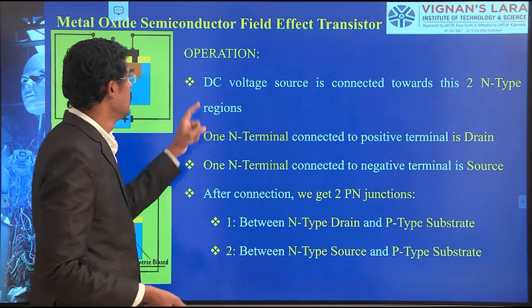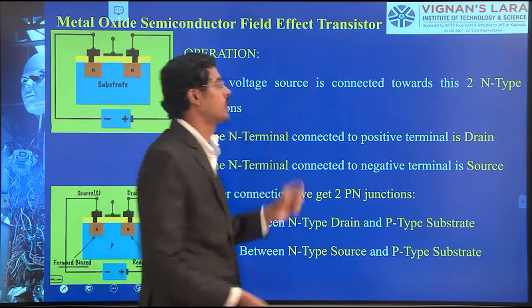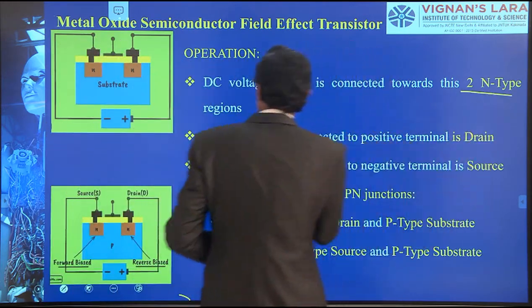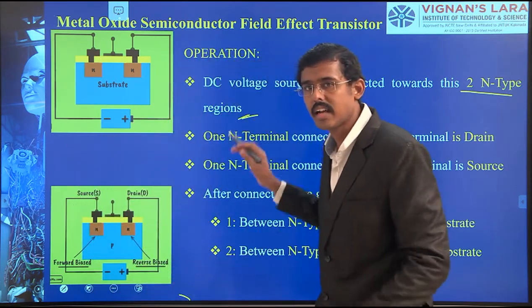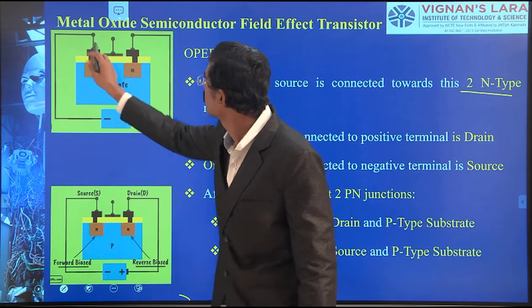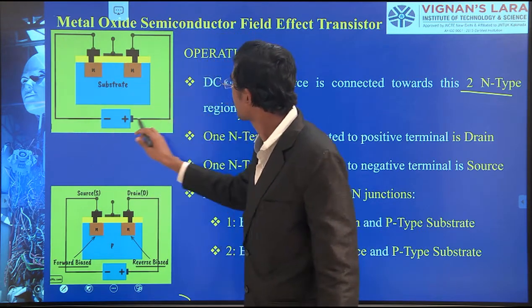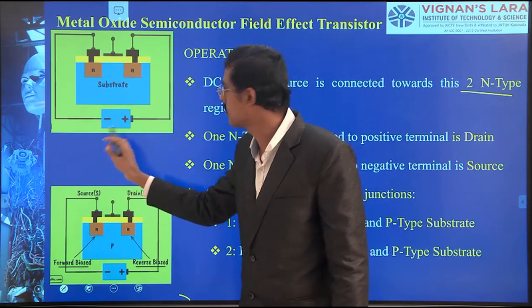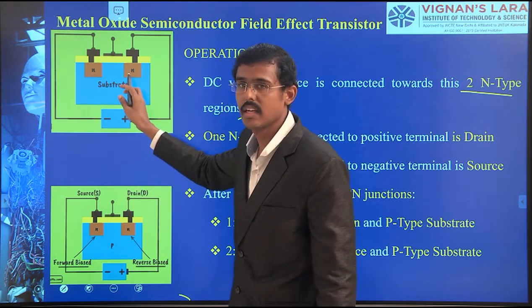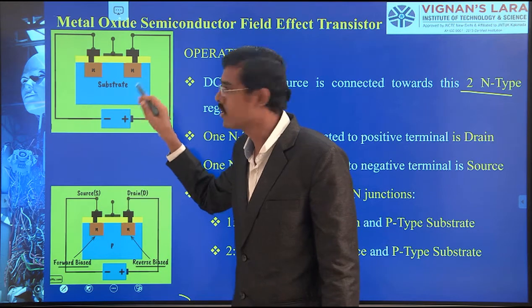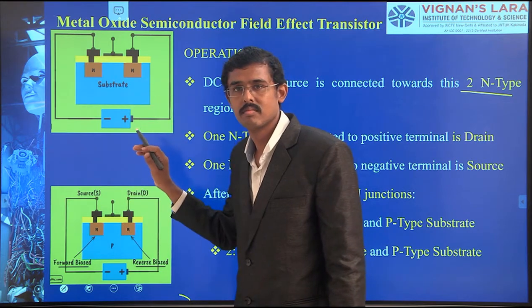In the operation, the DC voltage source is connected to the two N-type regions. We are connecting the supply to the two N-type regions, connected to the battery of a DC power supply. Here we have N, and here we have N. The electrons should flow between these two. That is the idea.